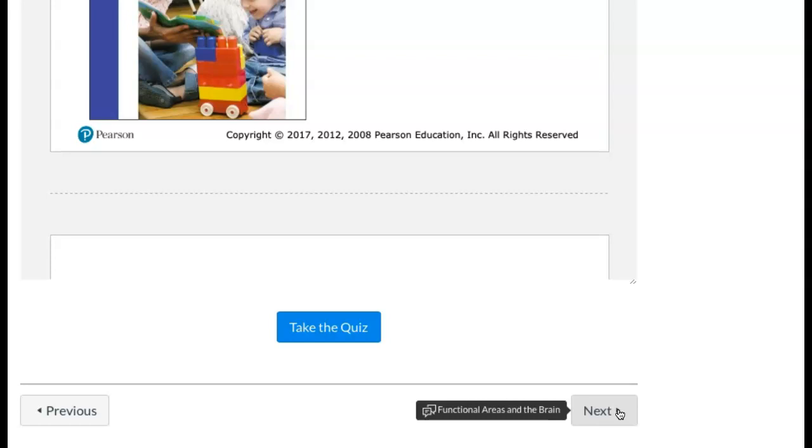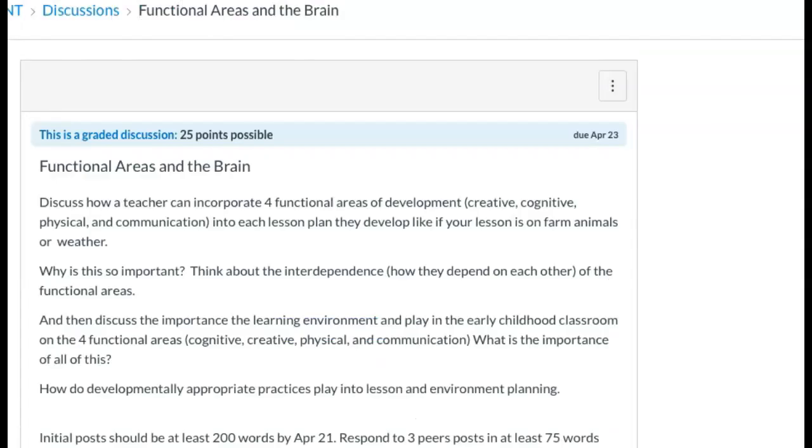So far we've only covered 2 of the 4. So we've got the physical, the cognitive, the creative, and the communication, which are functional areas 4, 5, 6, and 7. So we're going to be looking at all 4 of them, and I want you to think about how you incorporate them into each lesson plan.